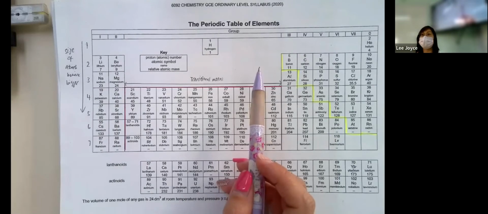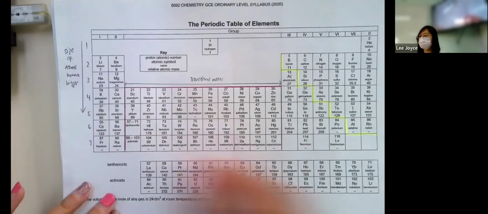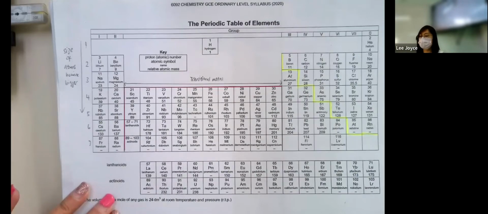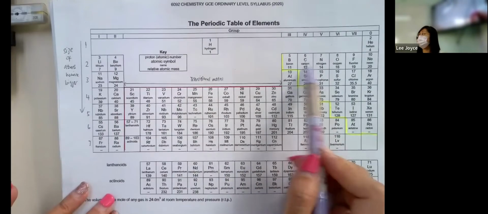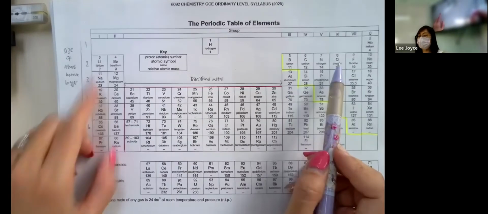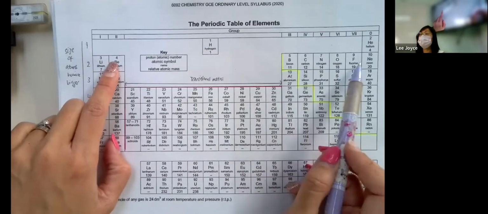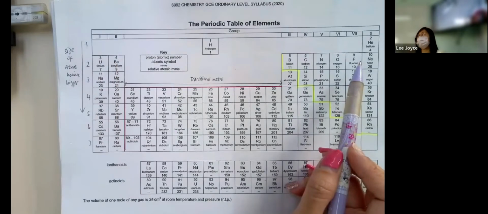Okay, the reason why is not in the syllabus. You don't have to learn about that. But if you are interested to know, let me explain to you. If you look at lithium, beryllium, boron, carbon, nitrogen, and so on, what is the only thing that is increasing? Did you realize that the number of electrons increases? Right, and the number of protons also increases. The number of shells never increases, but we're actually adding more and more electrons in the same shell.